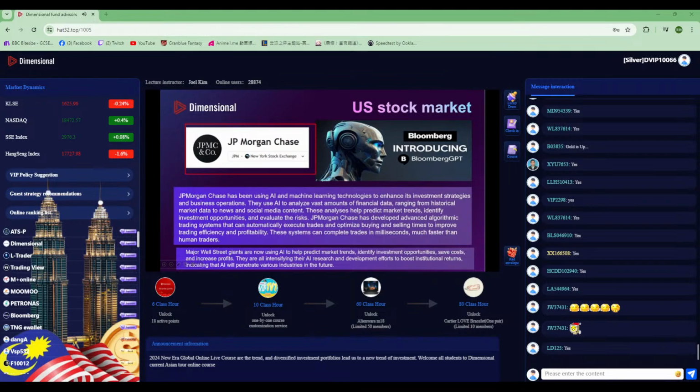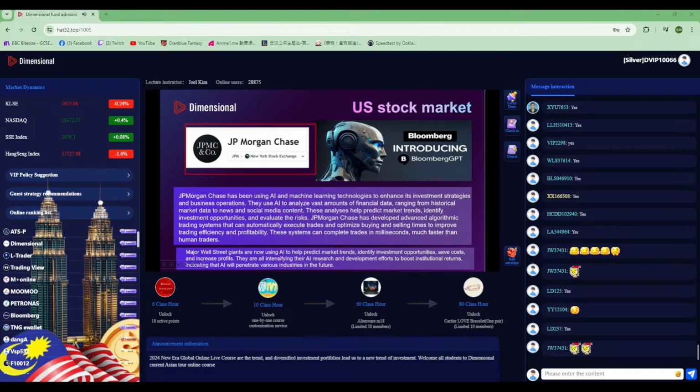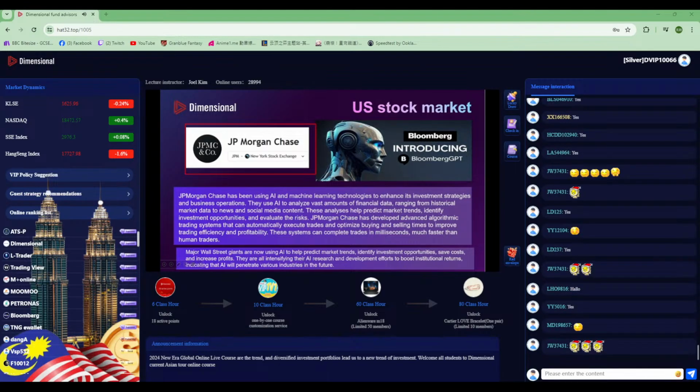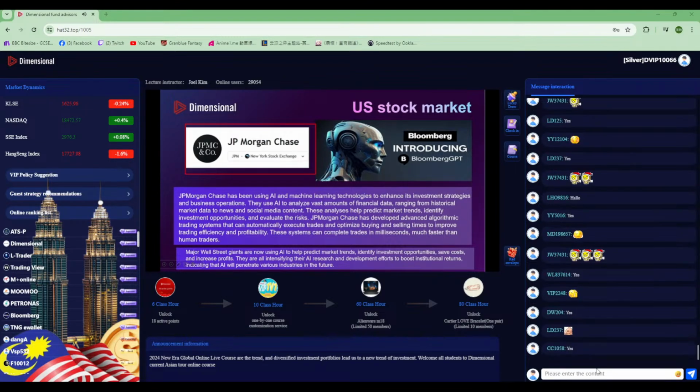Now, JP Morgan Chase has developed an advanced algorithmic trading system that can automatically execute trades and optimize buying and selling times to improve their efficiency and at the same time improve their profitability as well. This system can complete trades in milliseconds, not seconds, in milliseconds. So, which is so much faster than human traders, right?